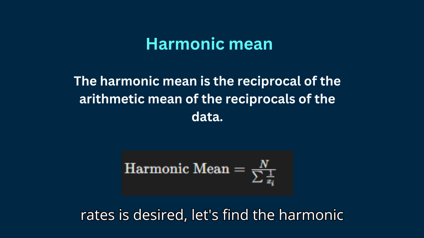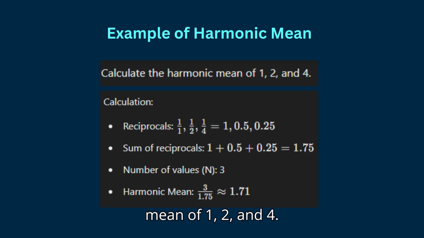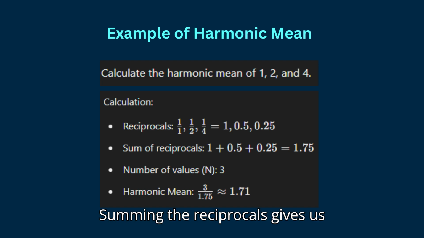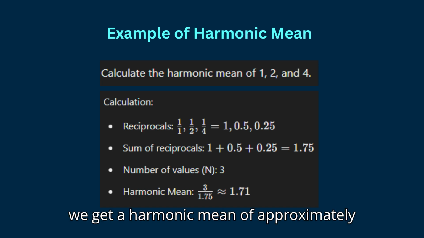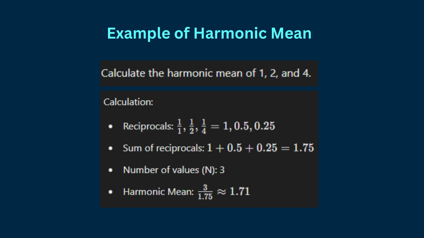Let's find the harmonic mean of 1, 2, and 4. Summing the reciprocals gives us 1.75. Dividing 3 by 1.75, we get a harmonic mean of approximately 1.71.